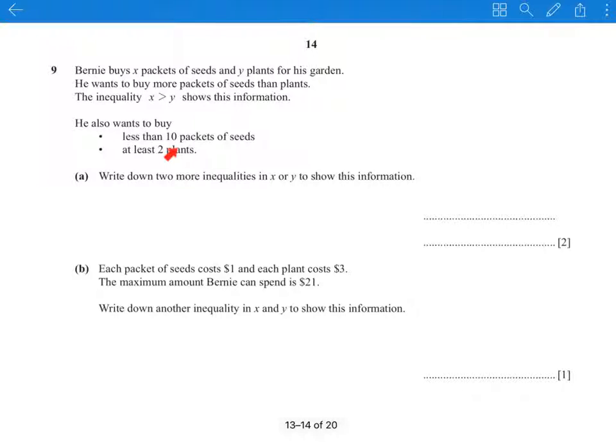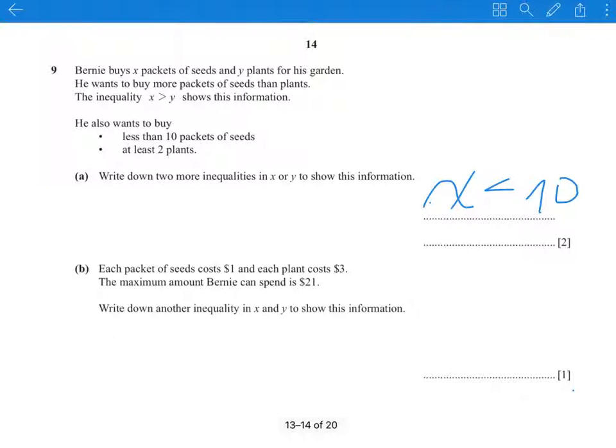Now we have a couple other inequalities that we need to write to answer question A here. He also wants to buy less than 10 packets of seeds. So that's x, our variable, and 10 is our constraint. So that is x is less than 10. Not 10, but less than 10. And again, we know those are going to be natural values, 9, 8, 7, etc.